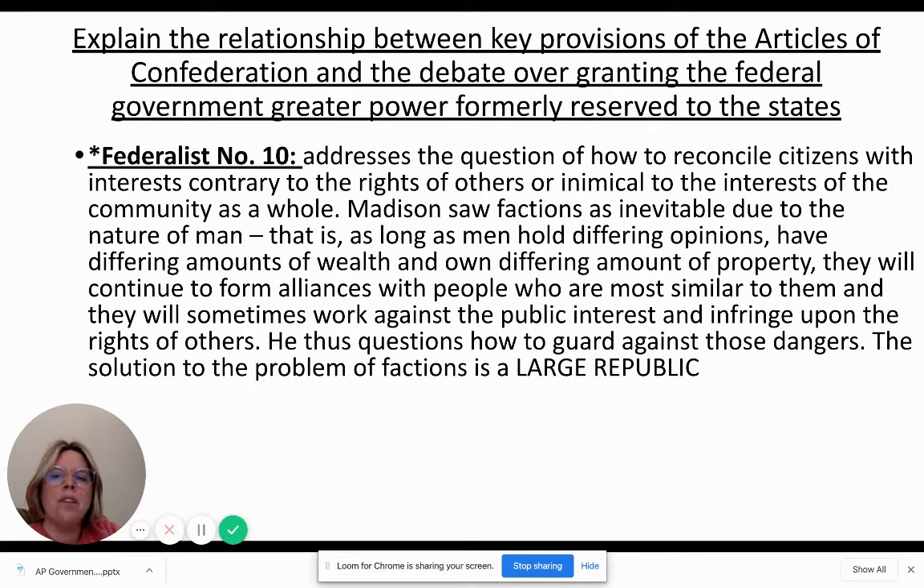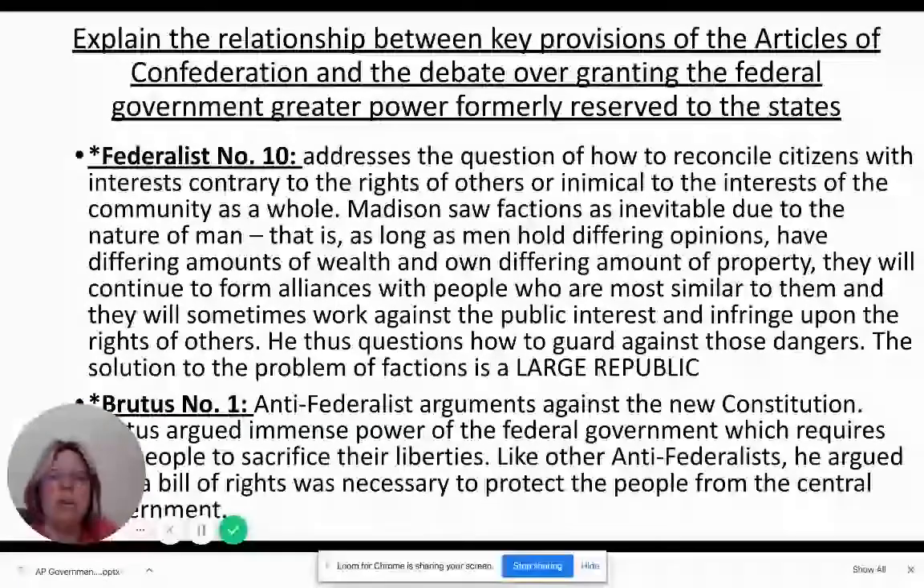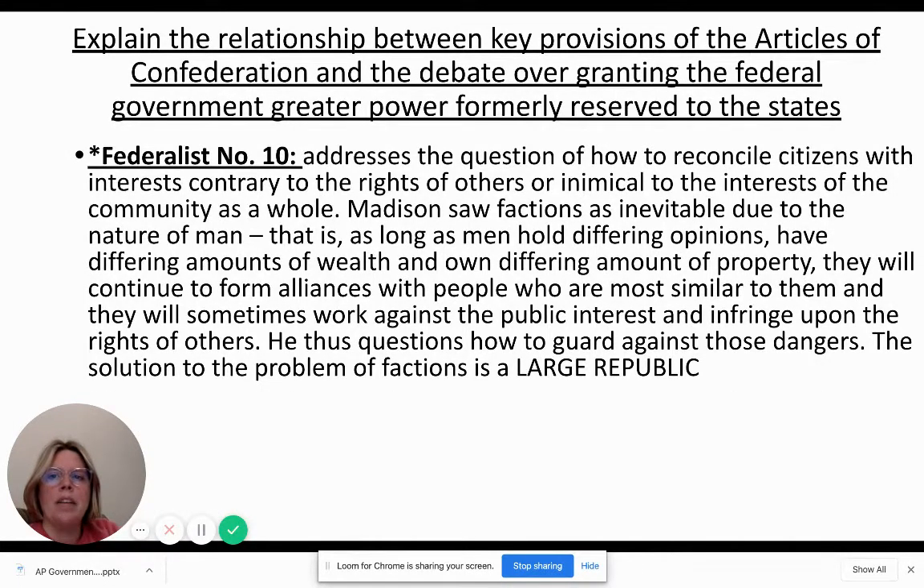Okay, so Federalist number 10 and Brutus number 1 basically explain the relationship between the key provisions of the articles and the debate between government power that used to be for the states. Fed 10 is like, hey, chill out. I know you guys are a little worried, but this is going to be the best, basically. That like the issue is not the federal government.